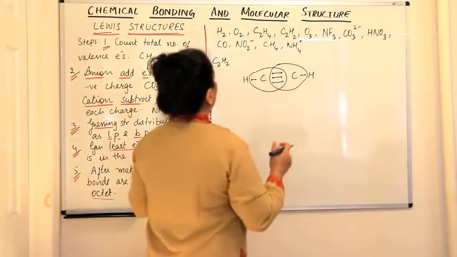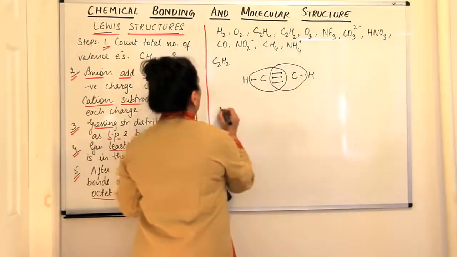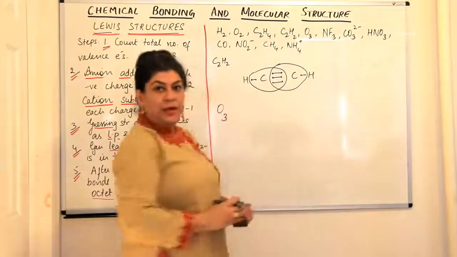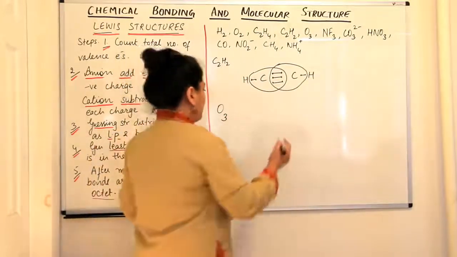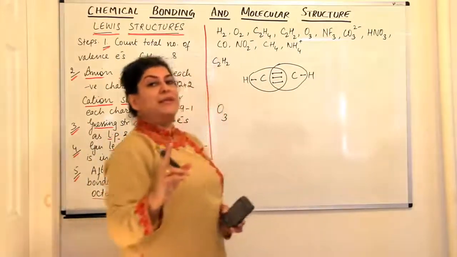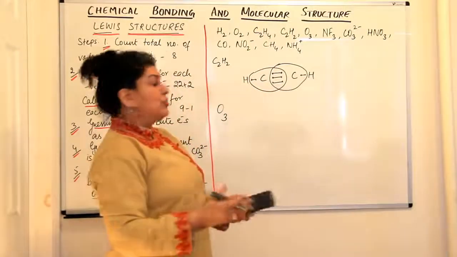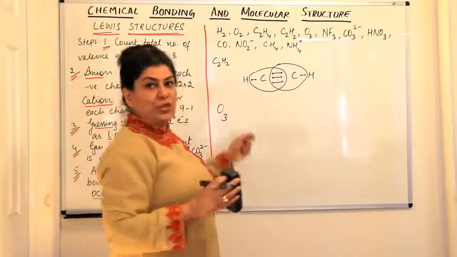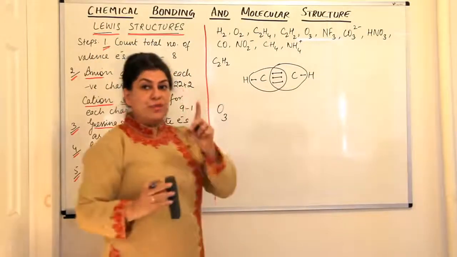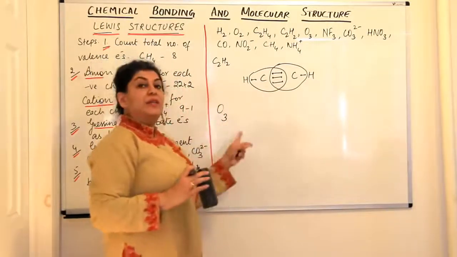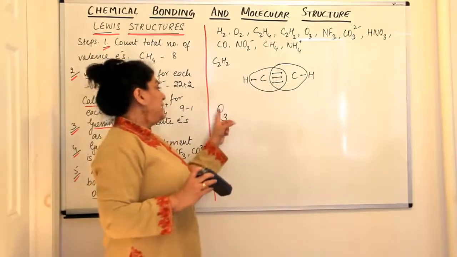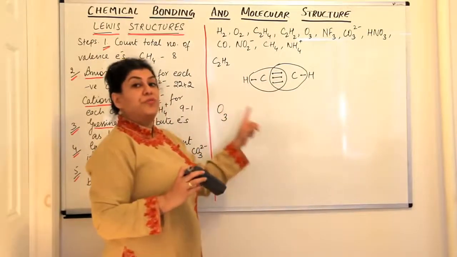The next compound after ethyne is ozone, O3. Now there are 3 oxygen atoms. So oxygen has how many valence electrons? 6. So 6 3s are 18. Ozone is a neutral molecule. I'm just trying to follow these steps to make it clear that we do keep these steps in mind. So there are 18 electrons, and the 18 electrons are around the 3 oxygen atoms.